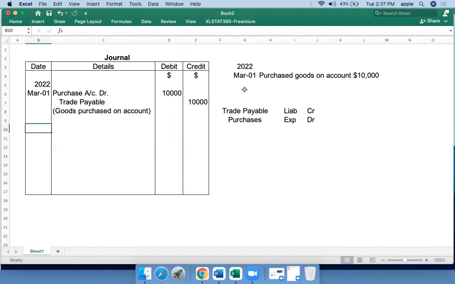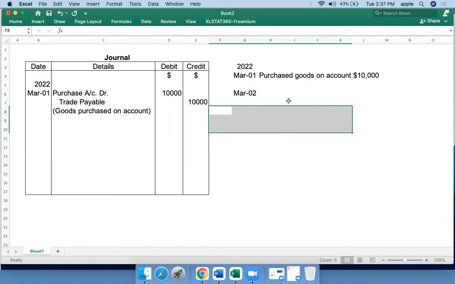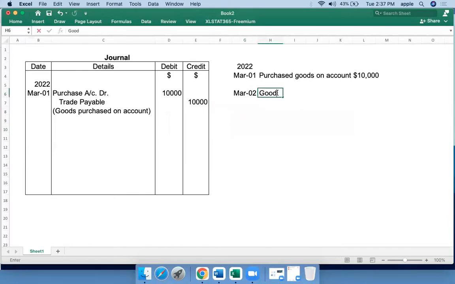Now, after this, see what happened. March 2nd. This is a new transaction I am doing now. March 2nd, goods returned to the supplier, $2,000. We bought goods costing 10,000, but out of 10,000 we returned goods costing 2,000 to the supplier due to some reason. That goods was not up to the mark, so I have returned those goods. What is the value of goods returned? 2,000. Tell me which two accounts are affected.